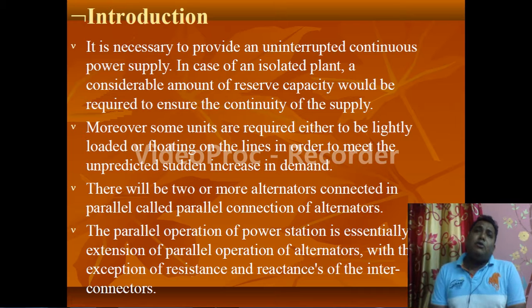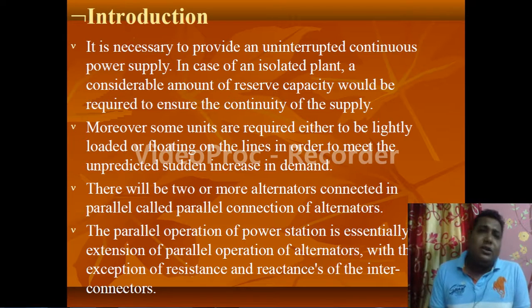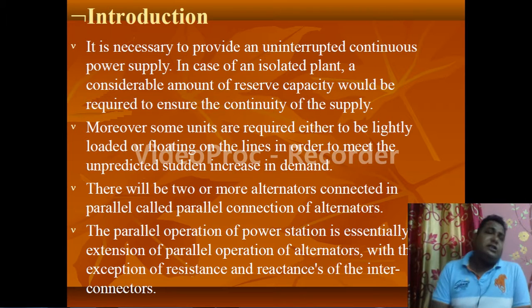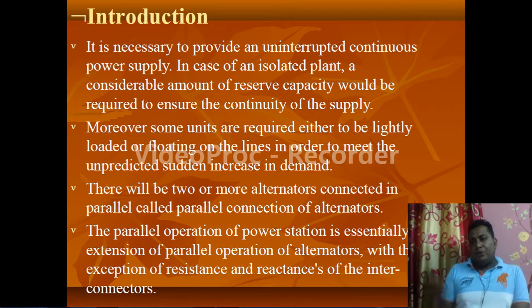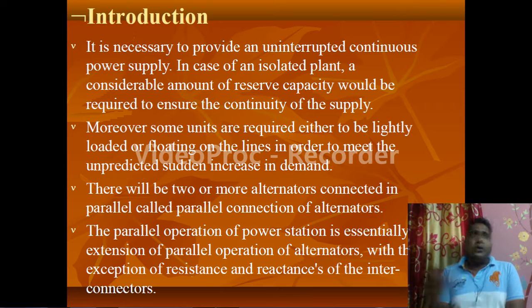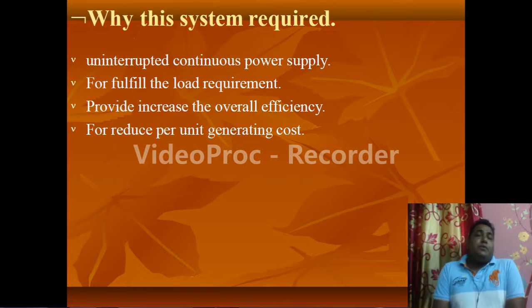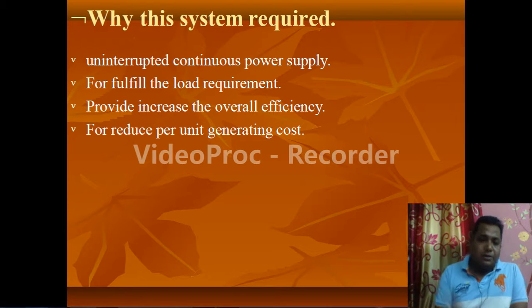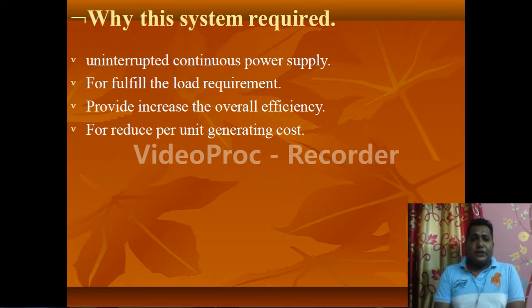So there are many more advantages. If we connect the alternators in parallel, the system resistance, the transmission line resistance, or the circuit reactance can be minimized. So huge amounts of power can be delivered from one location to another. So why is this system required? Uninterrupted continuous power supply, already discussed. To fulfill the load requirement, yes, definitely. To increase the overall efficiency, definitely: when the resistance, reactance, losses and drops are minimized, the efficiency is definitely increased. For reduced unit power generation cost, yes.